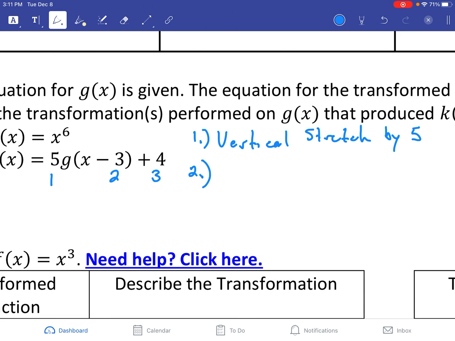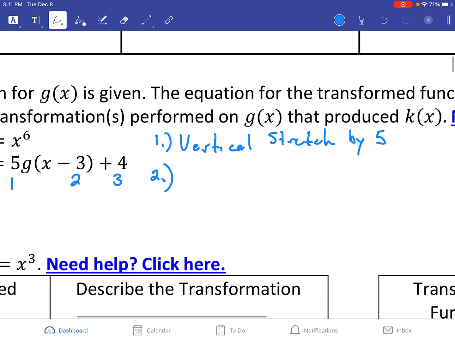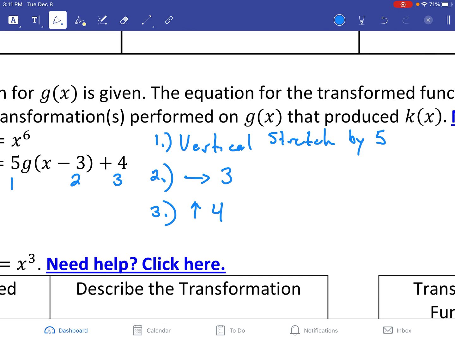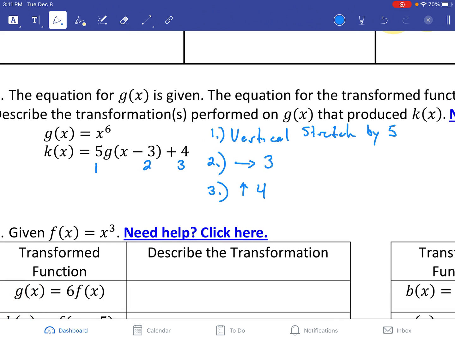All right, number 2. Because it's inside the function, inside those parentheses, it's going to go left and right, and it's going to go opposite of the sign. So this is a minus. You'd think it'd go to the left by 3 because that's where the negatives are, but it's actually going to go to the right by 3. And then number 3, that 4, it's on the outside being added. It's a vertical transformation, so you're going to go up and down. You're going to follow the sign. Since it's a plus 4, you're going to go up by 4.